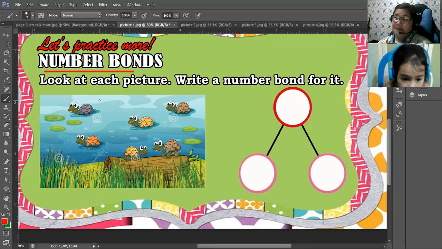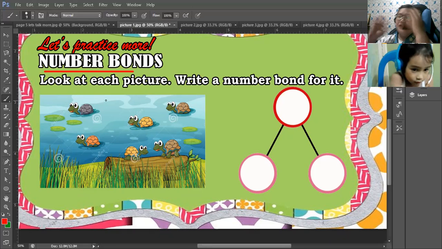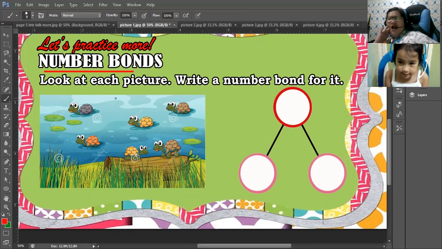Tama? Yes. All right. Now can you count, Zoe, how many turtles are there in the water and turtles on top of the log? 1, 2, 3, 4, 5, 6. Ah, six turtles are in the water.